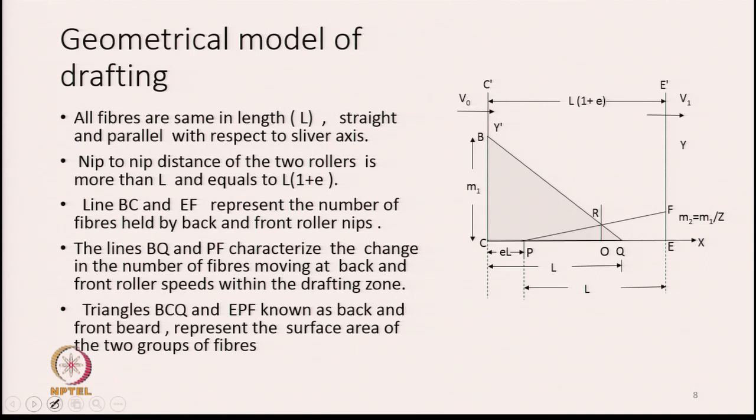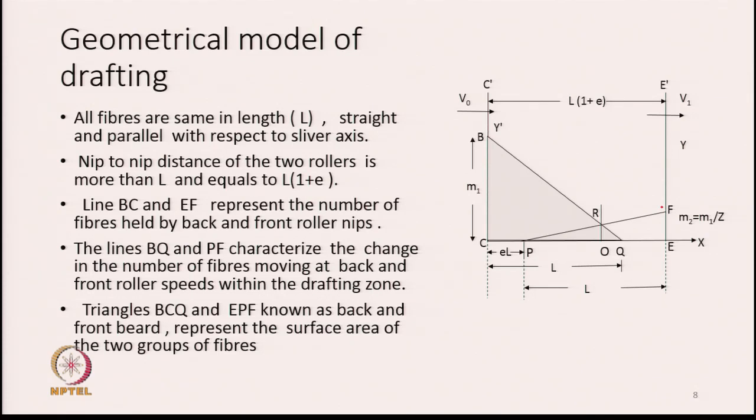If you look at the line BC and line EF, just focus on these two, they represent the number of fibers held by the back and front roller nips. So, BC and EF. The line BQ, going from B to the point Q, and the line PF, these two lines characterize the change in number of fibers moving at back and front roller speeds within the drafting zone. You have already seen such lines in some other lecture. So, you are familiar with it.